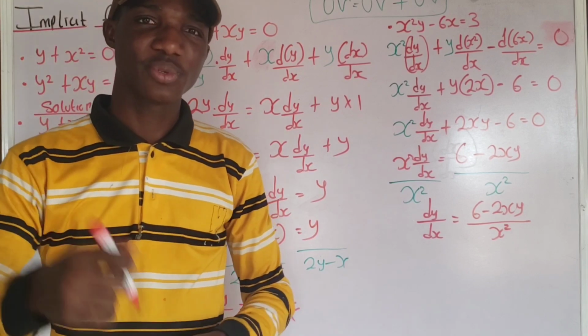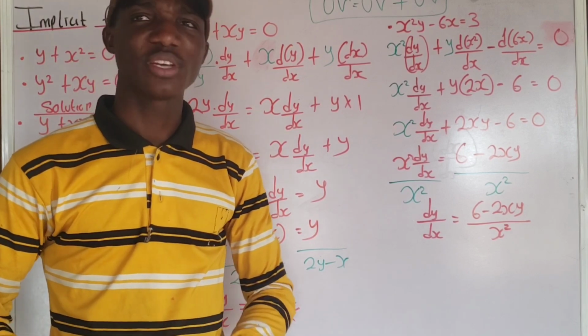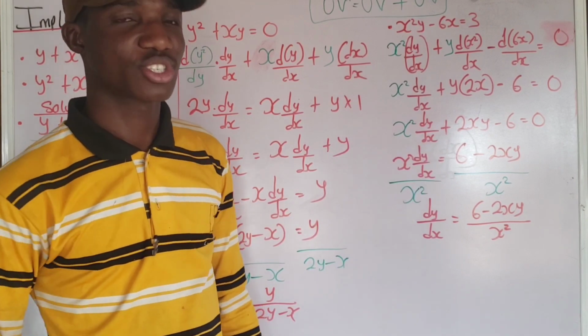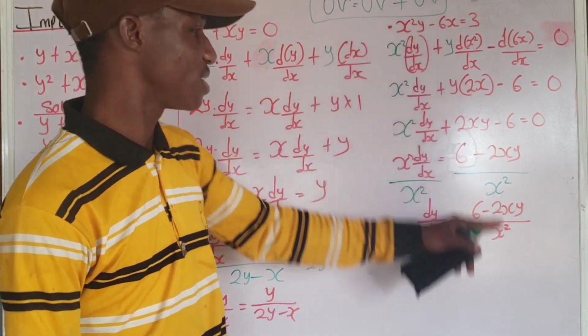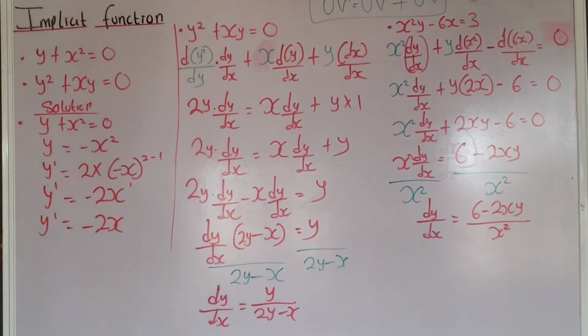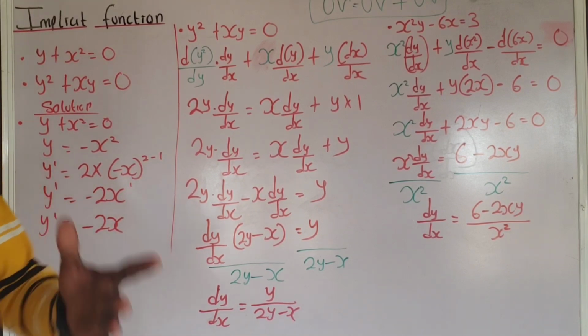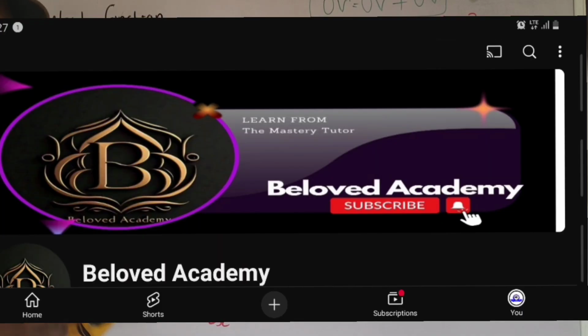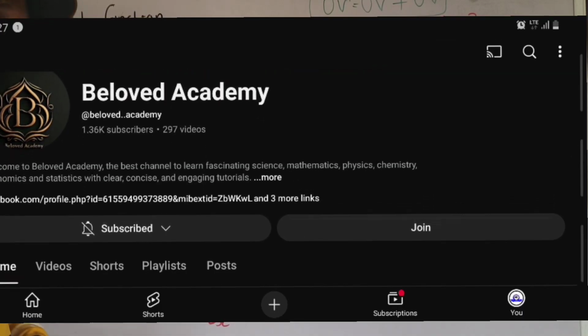If you didn't understand, let me know in the comment section, okay? And if you have any question with respect to what we learned in this class, let me know in the comment section as well, okay? So the derivative of this is this, while the derivative of this will give us this. And you see, the first question is easy to differentiate because you can easily express it as a direct function, but in this case, you have to differentiate it implicitly, okay? So that is the solution to both questions.